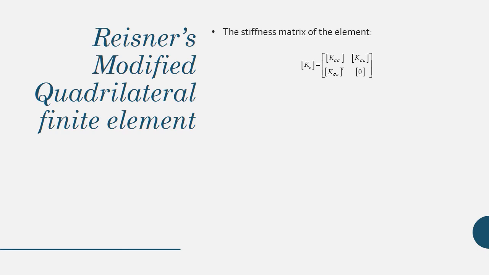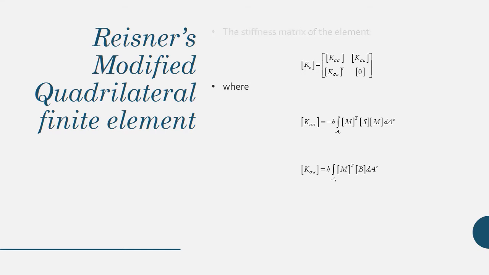For this element, we can now show the stiffness matrix of the element. The stiffness matrix of an element, K^e, where e is for element, will be equal to the assembly of K sigma sigma and K sigma U, where K sigma sigma will depend on the height H and the matrix of interpolation for the stresses, and the stiffness matrix K sigma U will depend on the height H, the matrix of interpolation, and the strain-displacement matrix B.